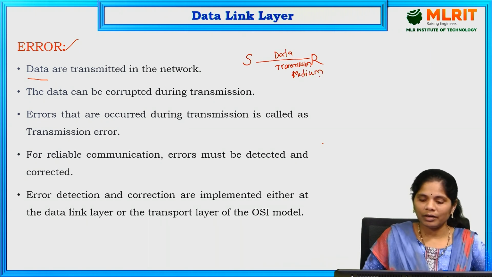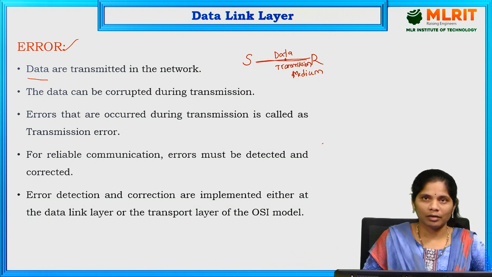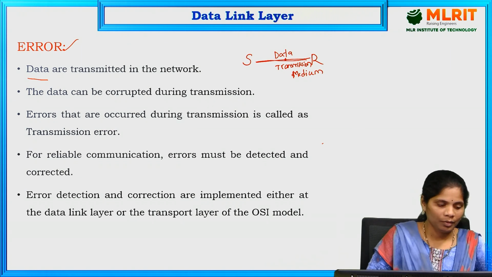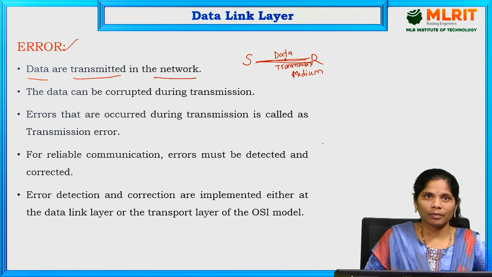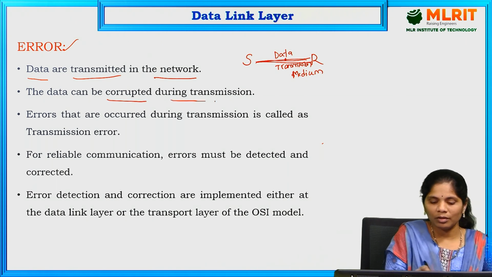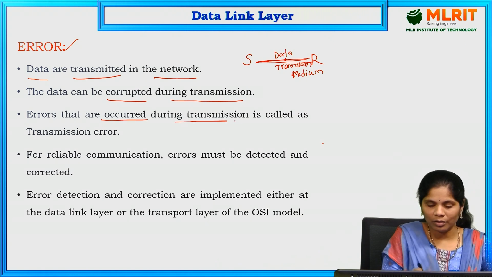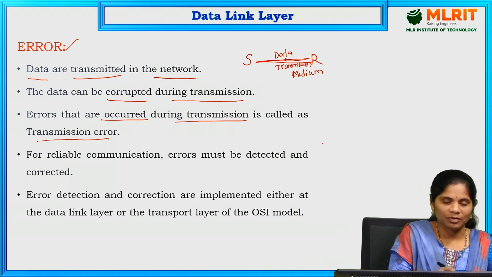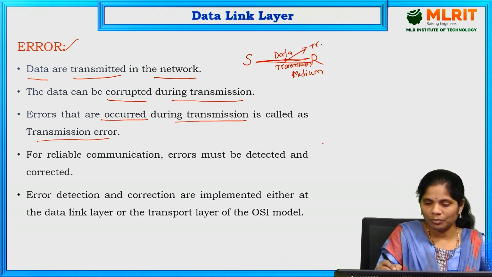Whenever the data is sent through this transmission medium, there may be a chance that the data is going to be corrupted. That corruption is nothing but the error. Data that gets corrupted during the transmission is called an error. Errors that occur during the transmission are called transmission errors, because they happen during the transmission time.